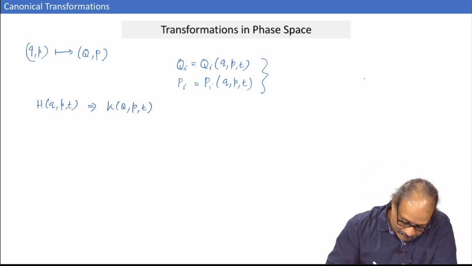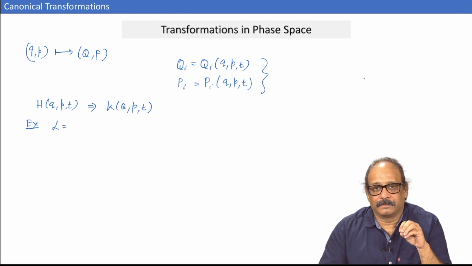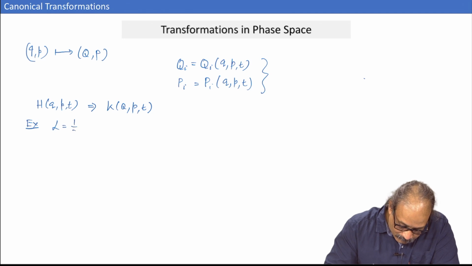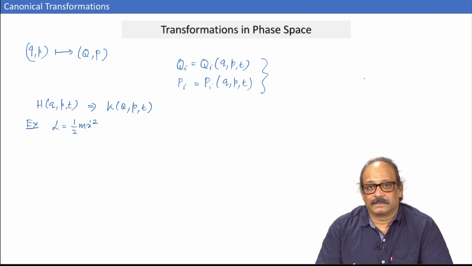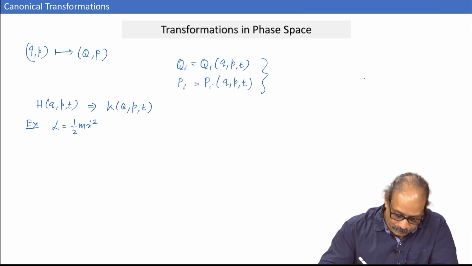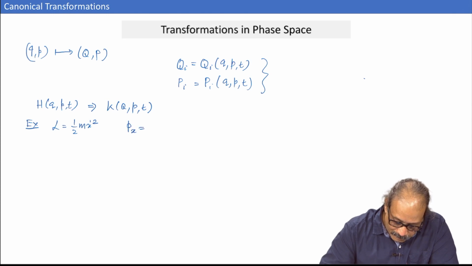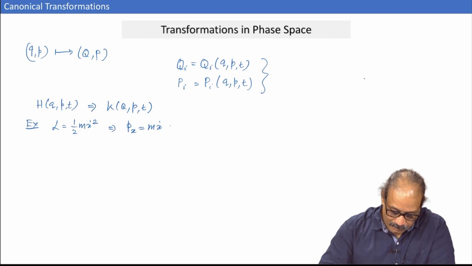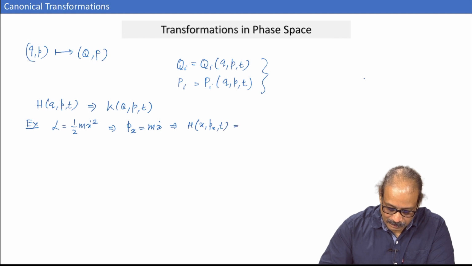Let me start by constructing the Lagrangian for a free particle. Let us keep this simple. I will assume that the particle moves only on one line, so there is only one degree of freedom in the problem. The Lagrangian is m x dot square by 2. What is the corresponding momentum? That is Px, and that would be equal to m x dot. And we also know how to construct the Hamiltonian from here. The Hamiltonian, remember, is a function of x, Px and t, and this would be Px square by 2m.